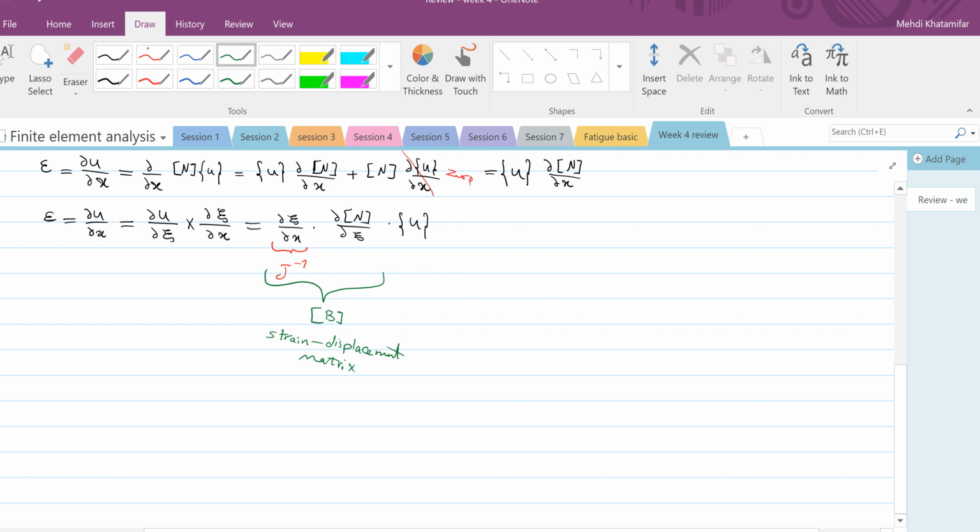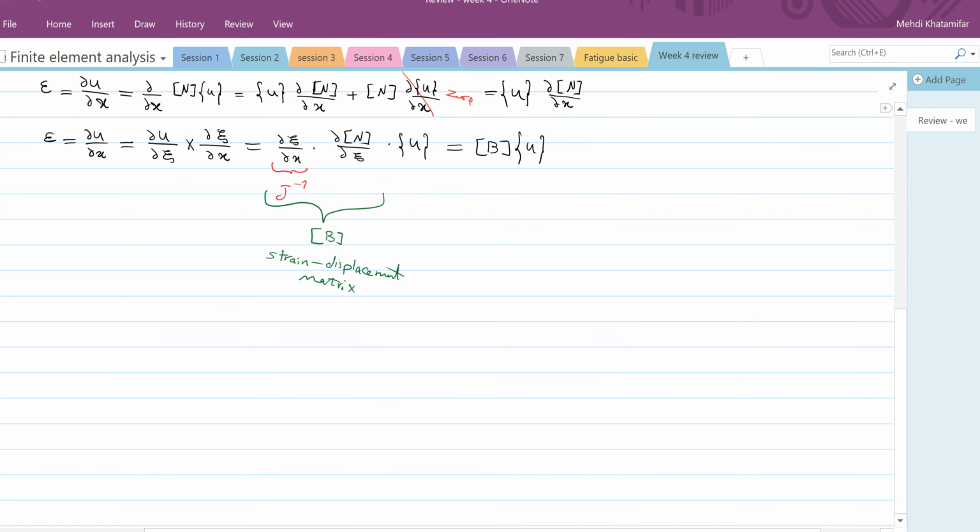So based on this new definition, epsilon or strain is going to be matrix B times vector U, and again I'm repeating, U was the displacement on the left and right side nodes. Let's find a value for B. So I'm going to calculate this. Let's calculate on the right side.